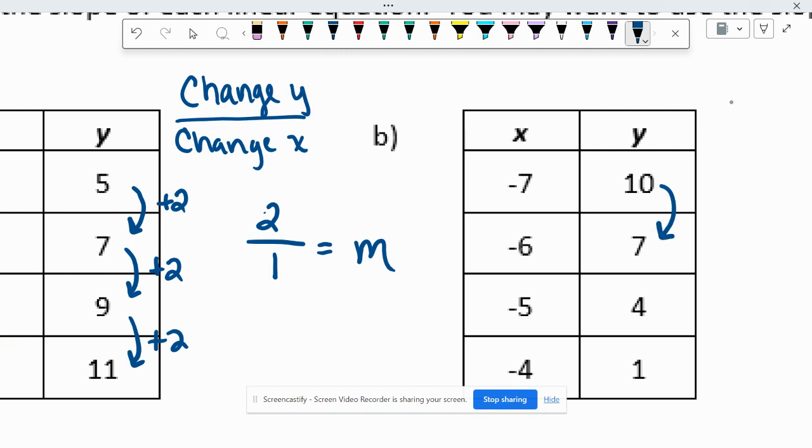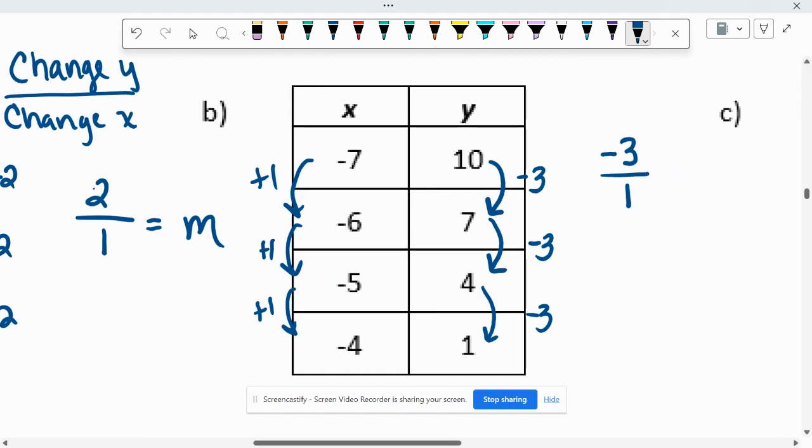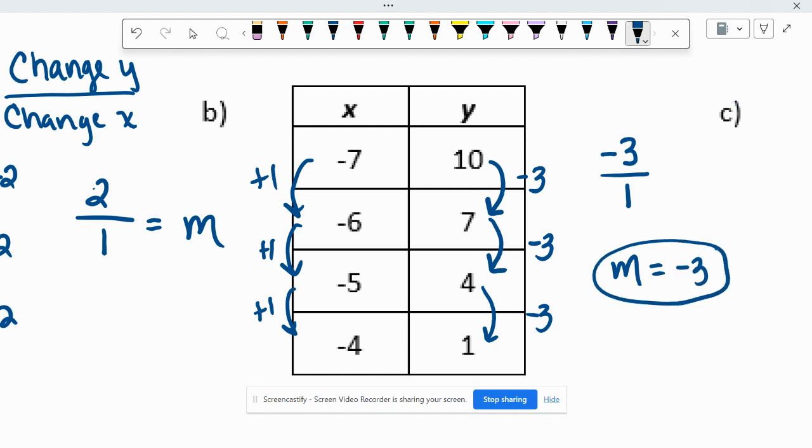So I think I went down 3 on the y-axis and plus 1 on the x, right? So my change in y is -3 over my change in x, which is +1. What does that reduce to? So my slope is just -3. Is it okay if I write it as -3 over 1? Yeah, because that helps you count it if you have to count it on a graph.